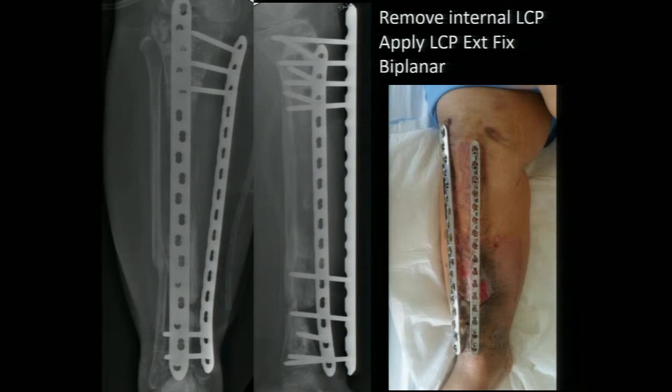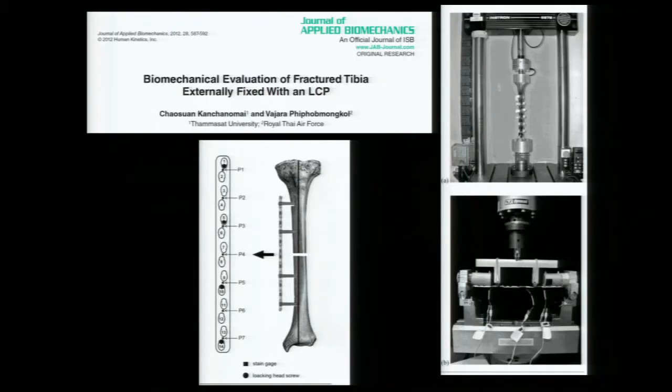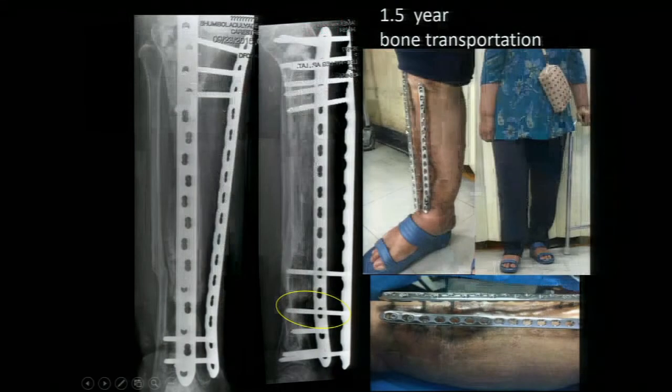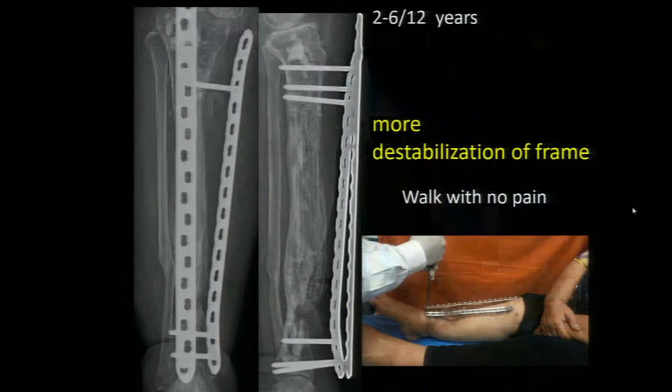So what we can do, we remove the plate internally, but still put in the frame for another 1 year, 2 years, maybe not so good for her. So we put the LCP as an X-fix, and we can confirm this by a study. We studied with the engineer, and we say if you do temporary fixation with 1 LCP for the tibia, it's okay. You can use it. And the patient will be very comfortable. She likes to have this. This is 1.5 years after bone transportation.